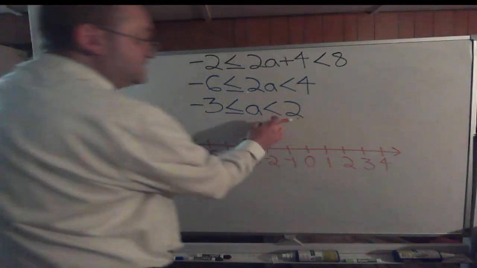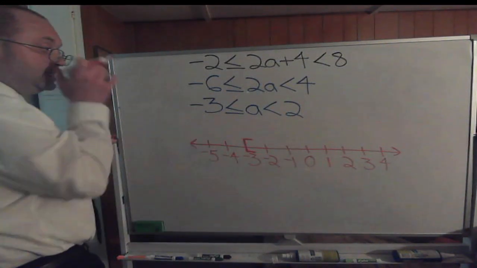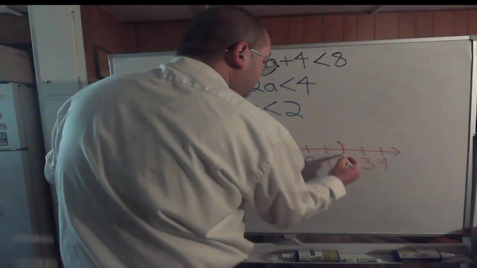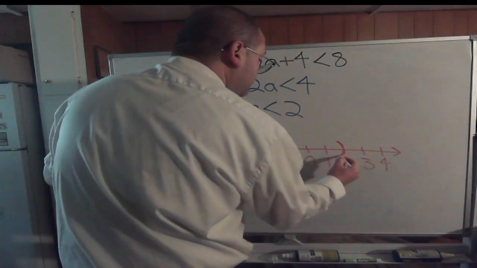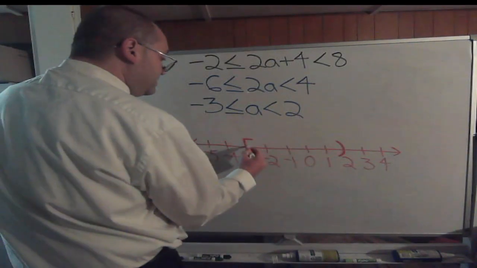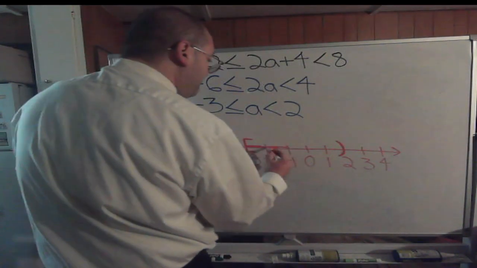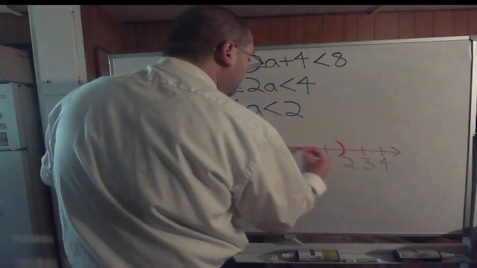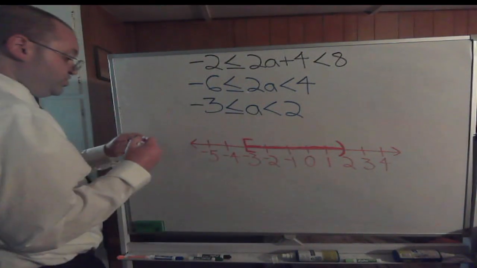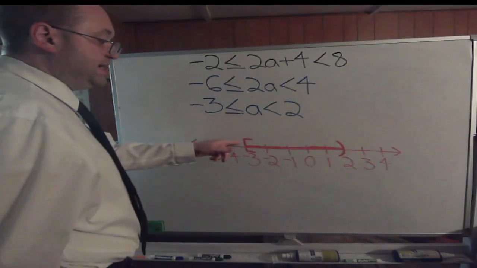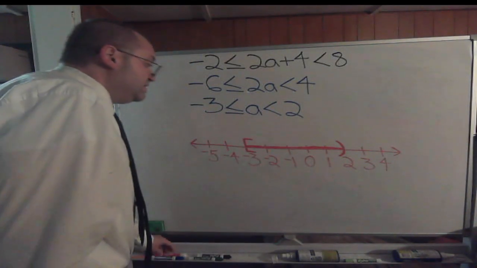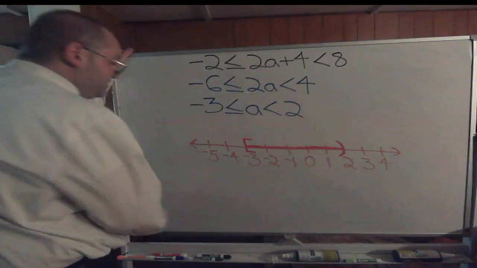Now a is just less than 2. Just less than, it gets a parenthesis at 2, and the open part of the parenthesis faces to the left. So you'll put your bracket here, parenthesis there, then you'll just shade the region between. The shading denotes that the solution is all numbers between -3 inclusive to 2 non-inclusive. That's what the shading represents.